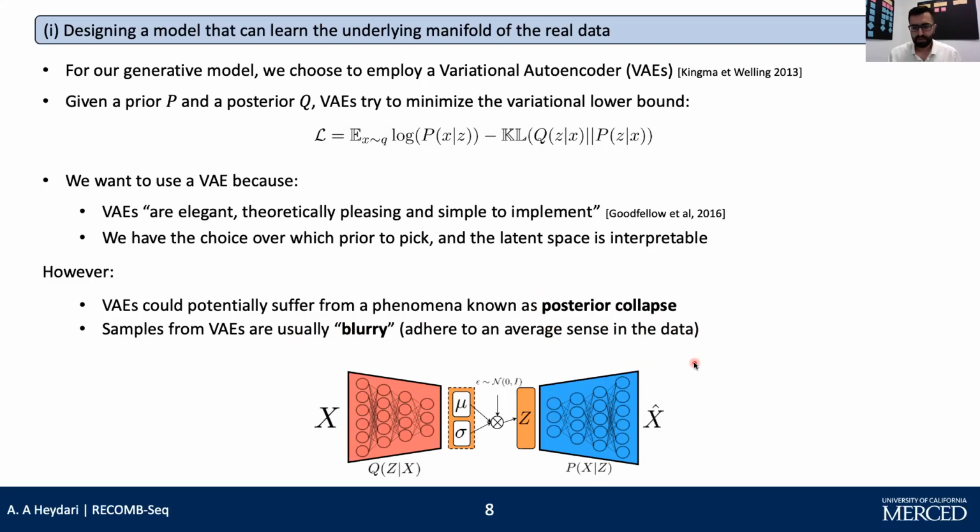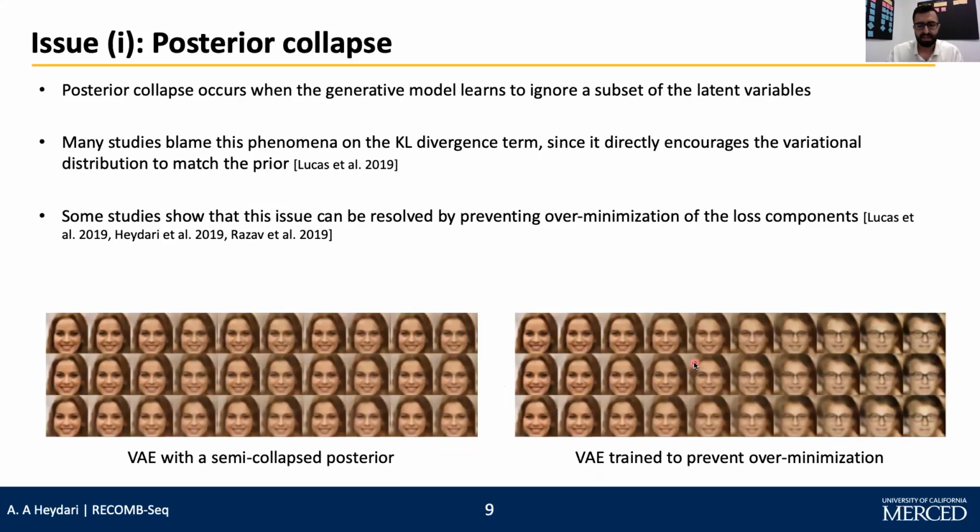So with the first issue, posterior collapse, there's a lot of theoretical work that's been done in this area. But just to broadly summarize what it means, posterior collapse happens when the generator decides to ignore a subset of the latent variables. That means that the samples that you're producing aren't as diverse anymore. So here I have an example of a semi-collapsed posterior. As you can see, all the faces are pretty similar, but this issue has been linked to over-minimizing specific parts in the loss component.